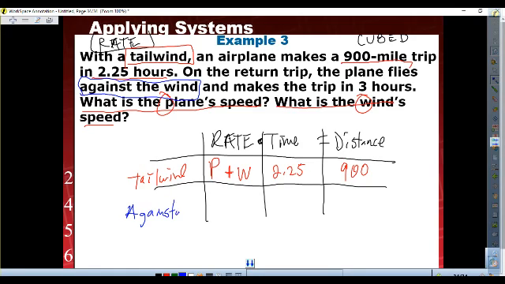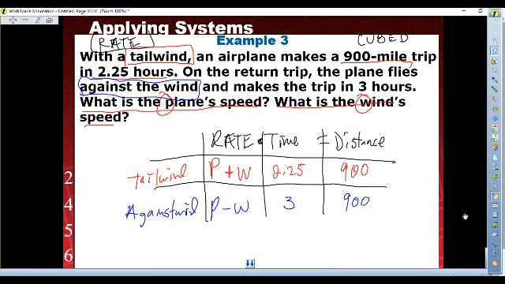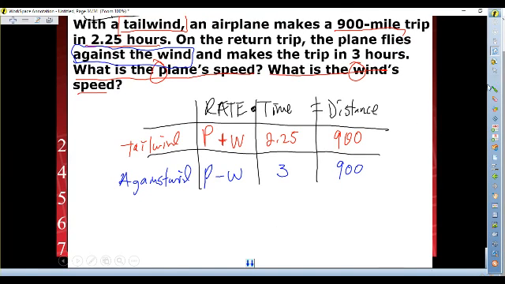Against wind. When you're going against the wind, does that increase or decrease your speed? So here we're going to write what? P minus W. That was in 3 hours. And what is the distance if it's a return trip? 900. And now we have a system. Do you guys see it? Watch. P plus W times 2.25 equals 900.